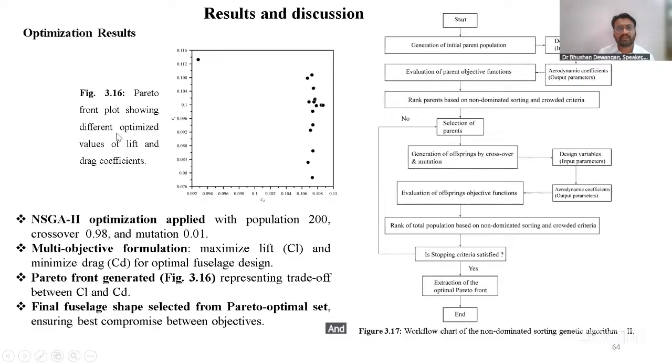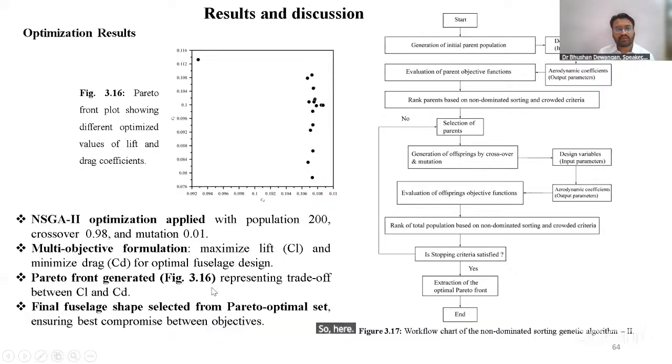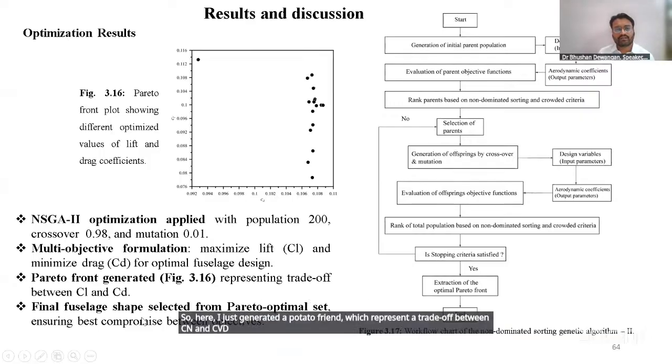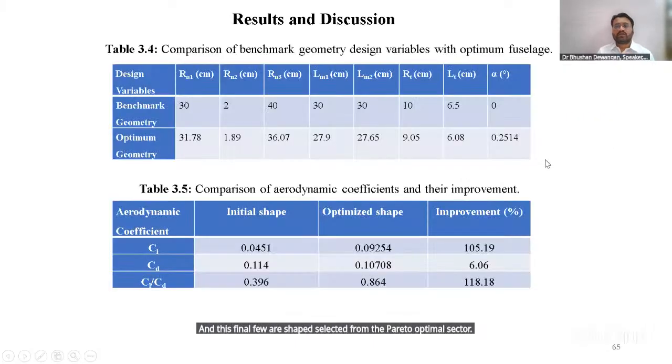And this is the optimization result we found. Here we used population 200, crossover 0.98 and mutation 0.01. I maximized the lift and minimized the drag for the fuselage design. I generated the Pareto front, which represents the trade-off between CL and CD, and the final fuselage shape was selected from the Pareto optimal set. So this was the optimum fuselage. We made the benchmark geometry, and using that we found the optimum geometry.